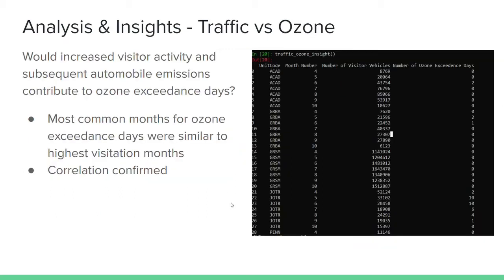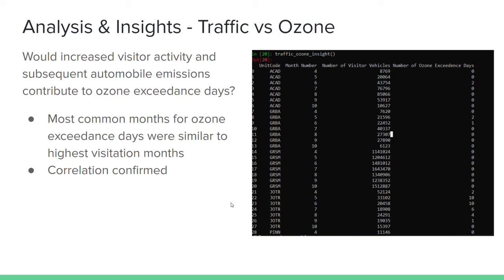For this insight, we were wondering, would increased visitor activity and subsequent automobile emissions contribute to ozone exceedance days? Ozone exceedance days are just days that are measured to be higher than the National Ambient Air Quality Standard for ozone. So after analyzing our data, we saw that the most common month for there to be an ozone exceedance day was in the months of May, June, and July.